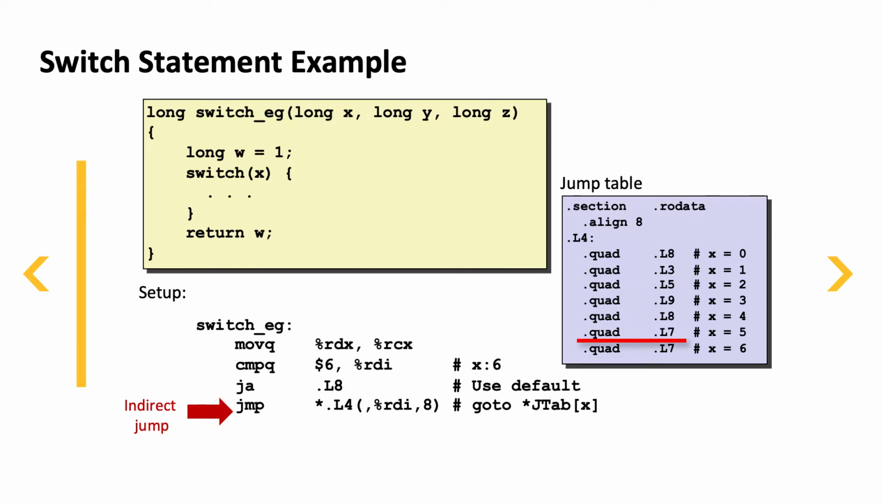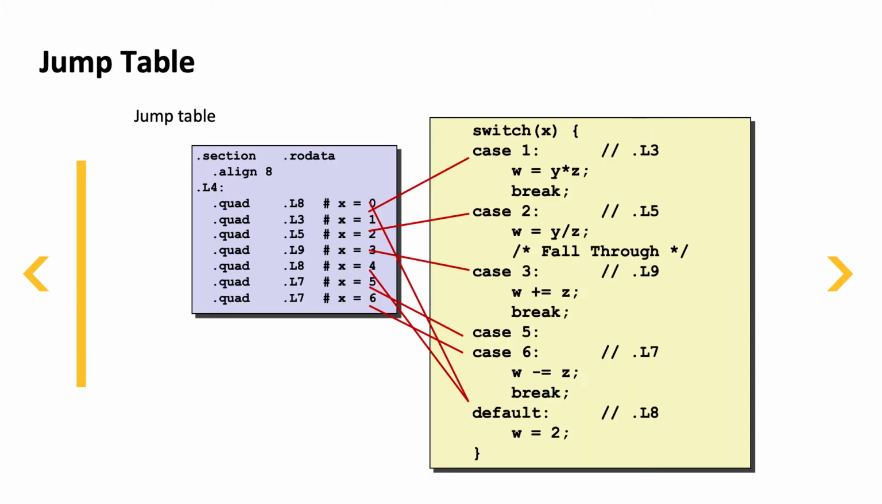If X is 5, we'll go 5 words away from L4. And then we're going to treat the value that's stored there as an address. And that's what that little star does for us for that indirect jump. So by doing that, we just see that our jump table maps to the various cases, right? So we take the case, we use that as our index to jump to the appropriate label within the jump table, which starts at the label L4.